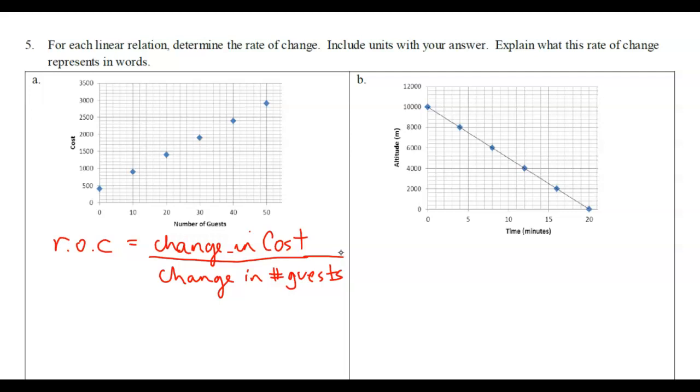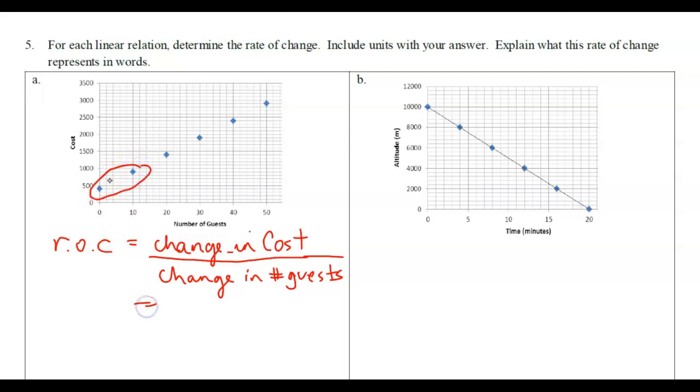You can only find the rate of change if it's a line, linear relation. So you don't have to do it for all points. You want to find 2 points. I always take the one that might have a 0 in it. So I'm going to compare these 2 points.